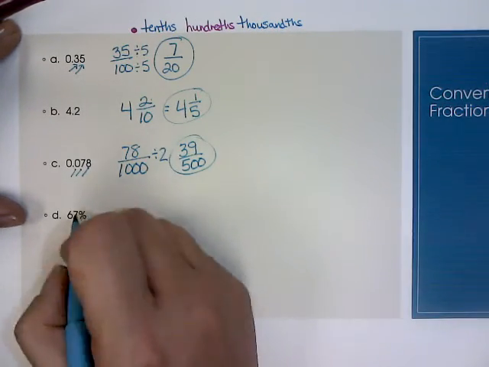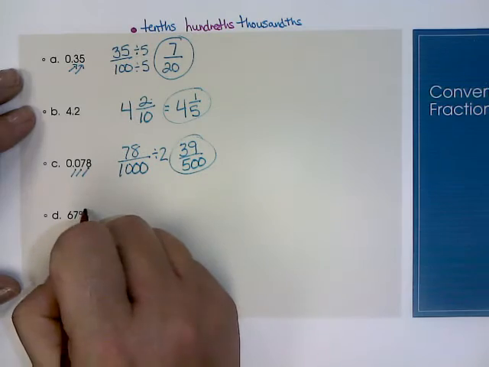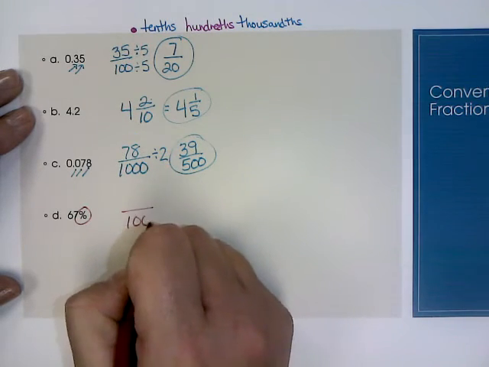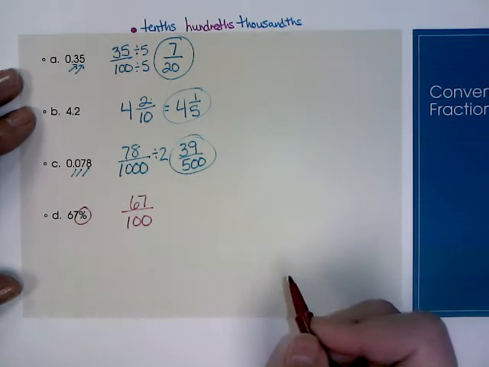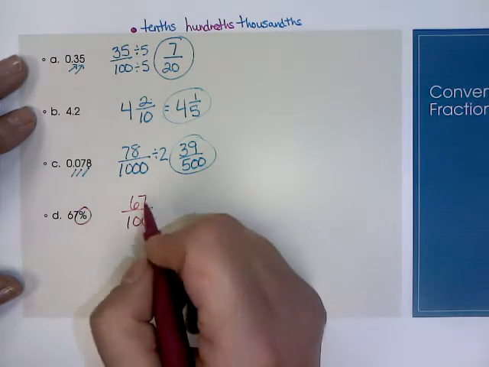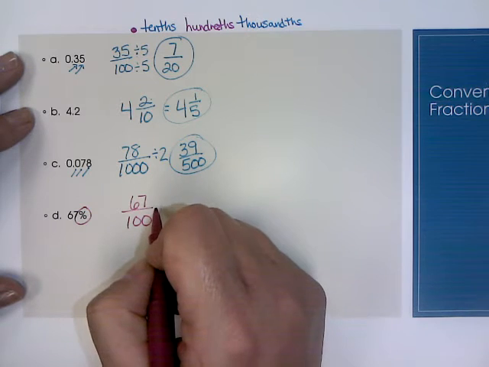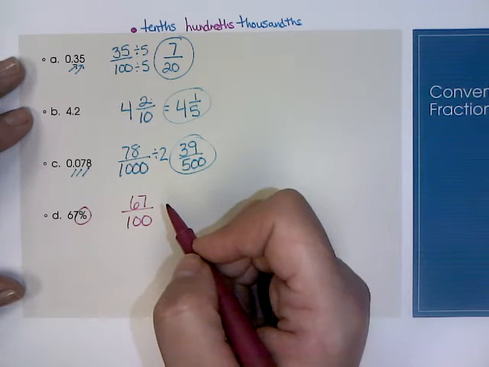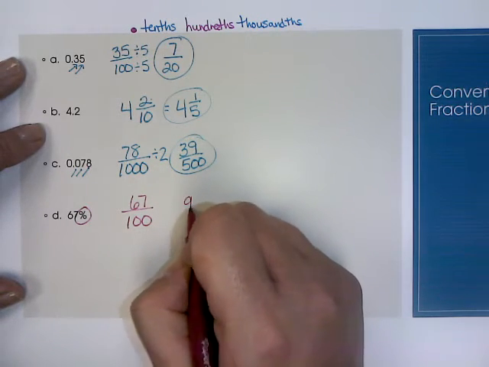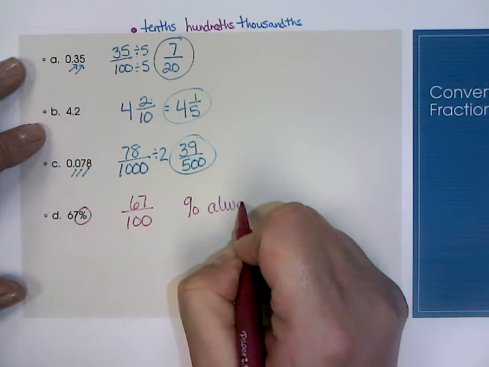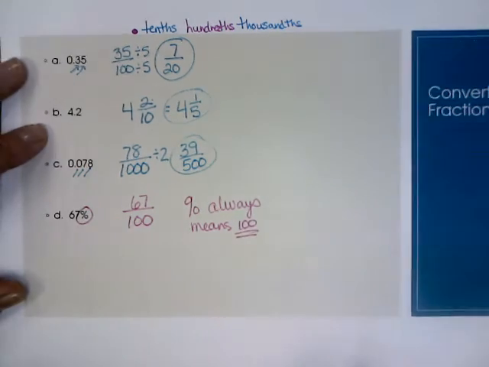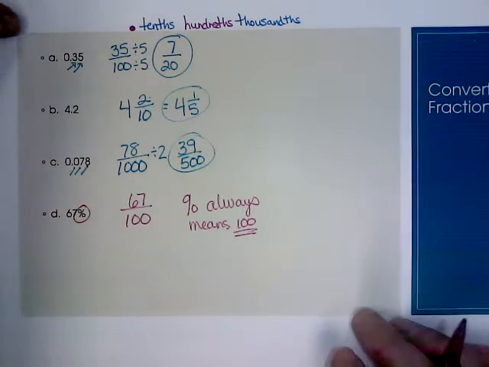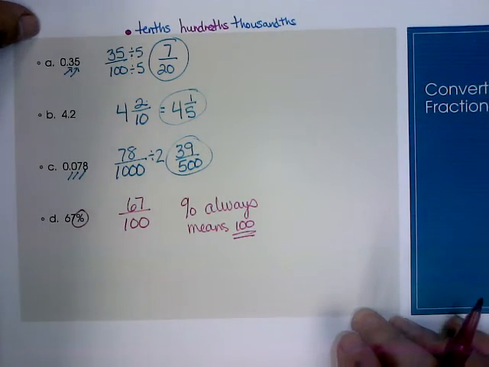67% at all times. That percent sign automatically means that it's out of 100. So it's simply going to be 67 over 100. And I cannot simplify that because there are no numbers that go into 67 and 100. So remember that that percent sign always means 100. Okay? Everybody good, I hope? I'm going to go ahead and move on to the next one.